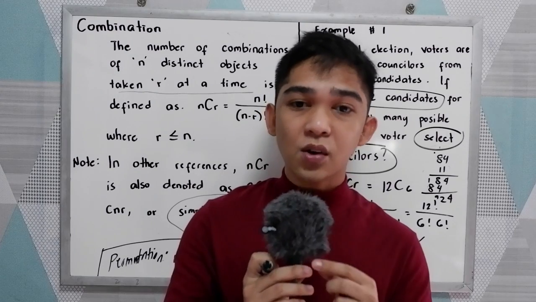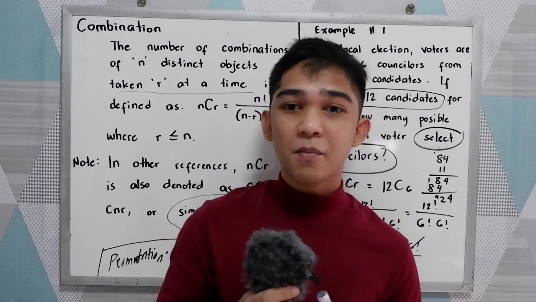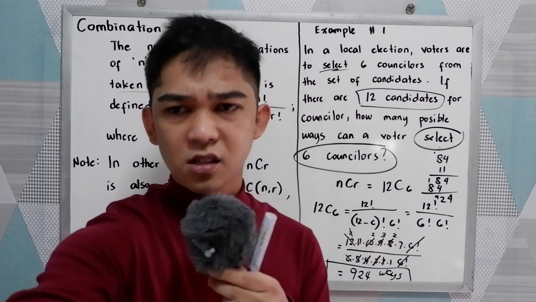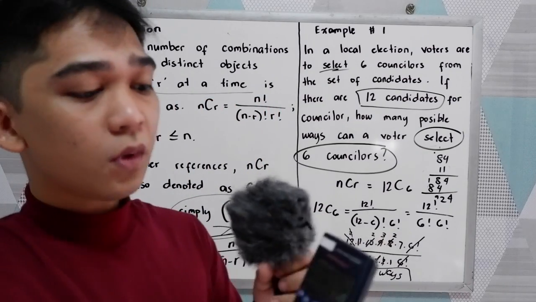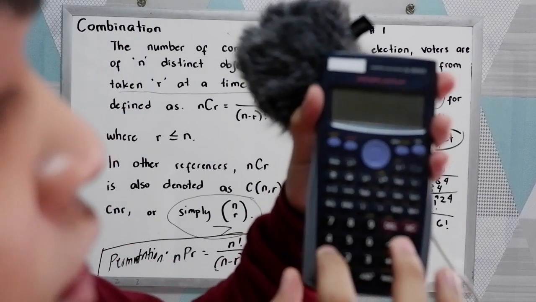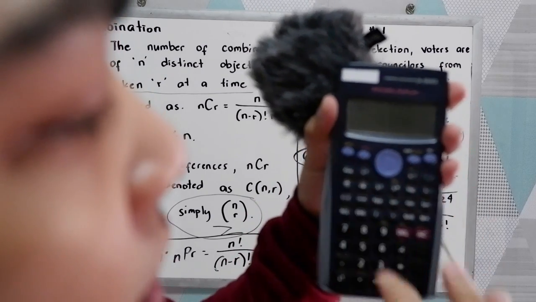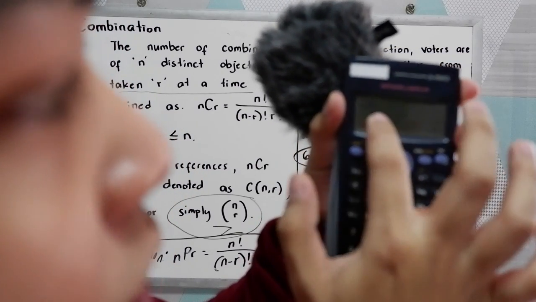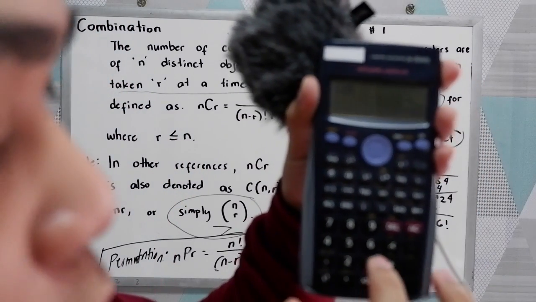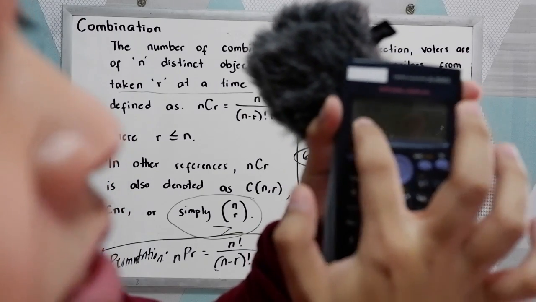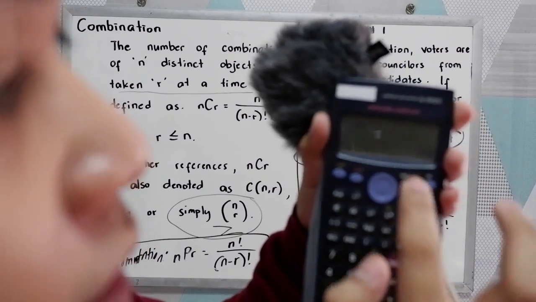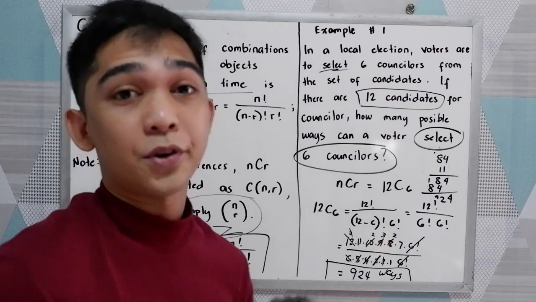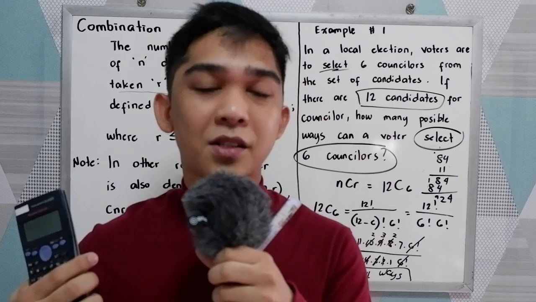So to use your calculator, can I borrow our calculator? We can just press our shortcut. You can press 12, shift, then find the nCr symbol, press it, so it will become C, then our 6. So that is 12C6, and that is equal to 924. So 924. Let's have another series of examples.